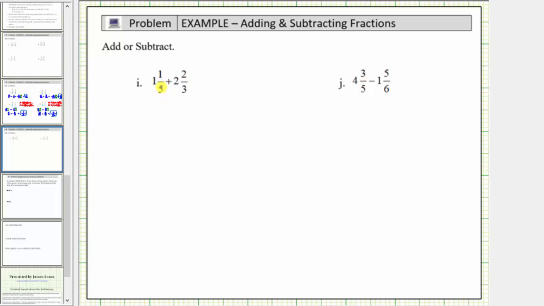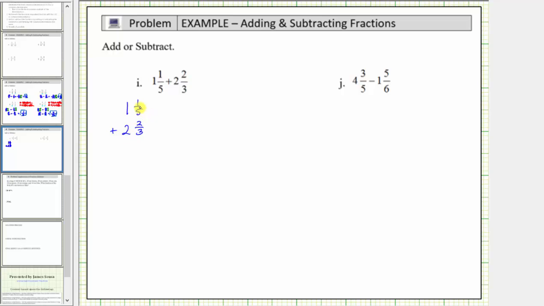Let's first find the sum of 1 1/5 plus 2 2/3 by working with the mixed numbers. So let's first write this sum vertically. We have 1 1/5 plus 2 2/3. We know to add fractions, we must obtain a common denominator. The least common denominator of 1/5 and 2/3 is equal to 3 times 5, which equals 15.